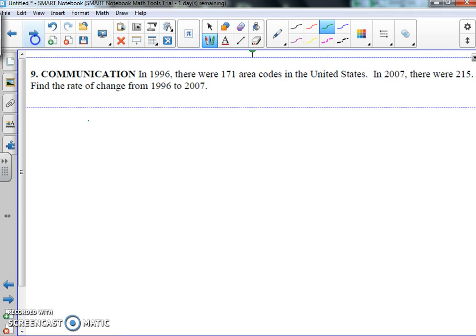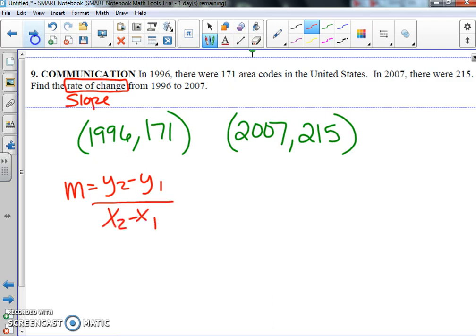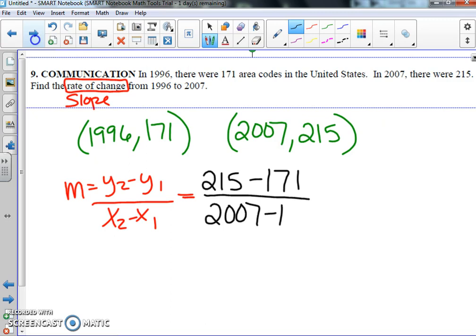Communication. In 1996, there were 171 area codes in the United States. In 2007, there were 215 area codes. Find the rate of change from 96 to 2007. Another way of saying rate of change is the exact same thing as slope. So I'm given 2 points. So I'm going to do y2 minus y1 over x2 minus x1. So I've got 215 minus 171 over 2007 minus 1996.